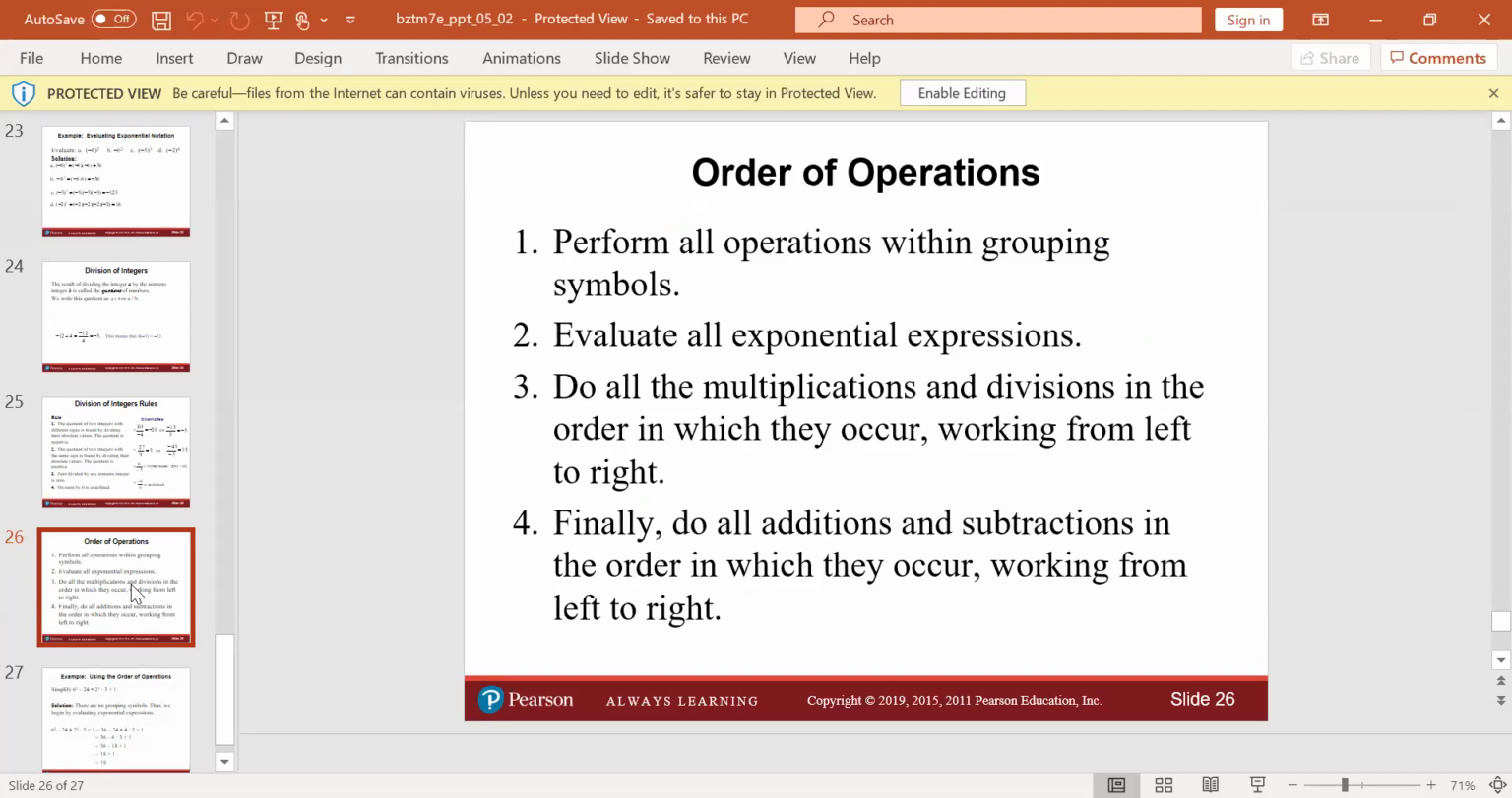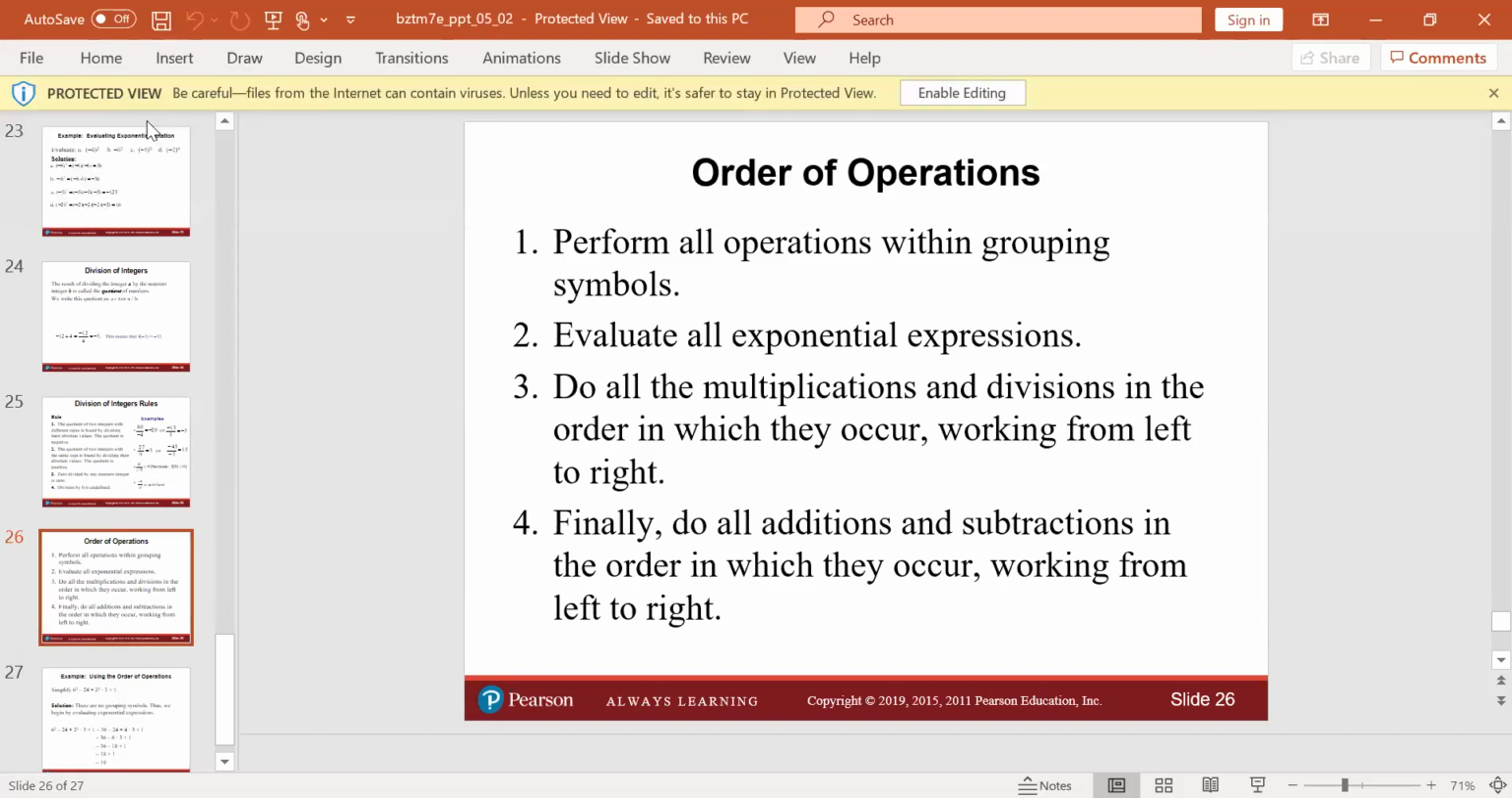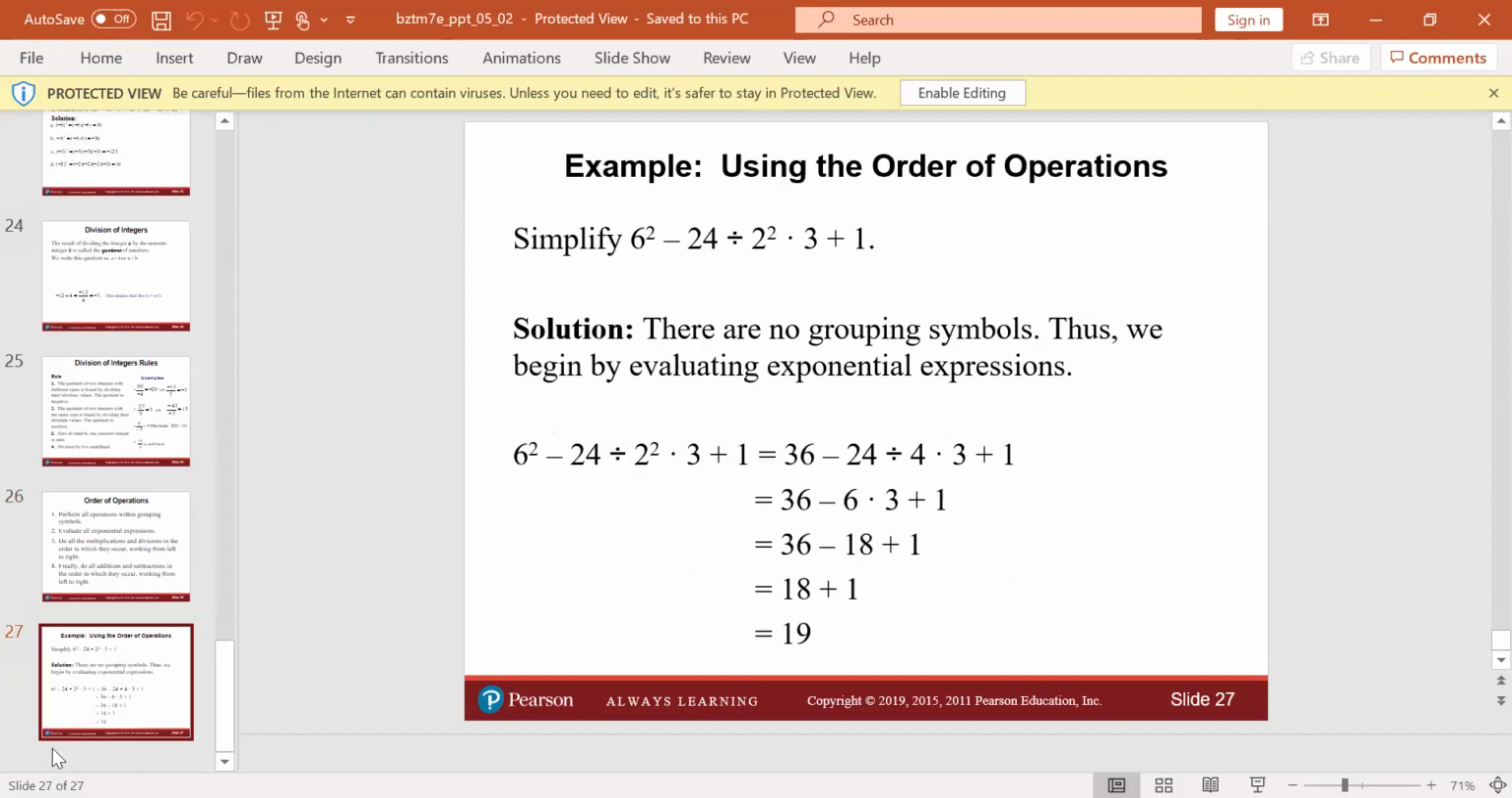Next up, we can talk about order of operations. Let's see if I can just draw. Nope, doesn't like it. Never mind. So order of operations. Let's say you had something nasty. Look at that. How many of you are going, ooh, in your mind? 6 squared minus 24 divided by 2 squared times 3 plus 1.